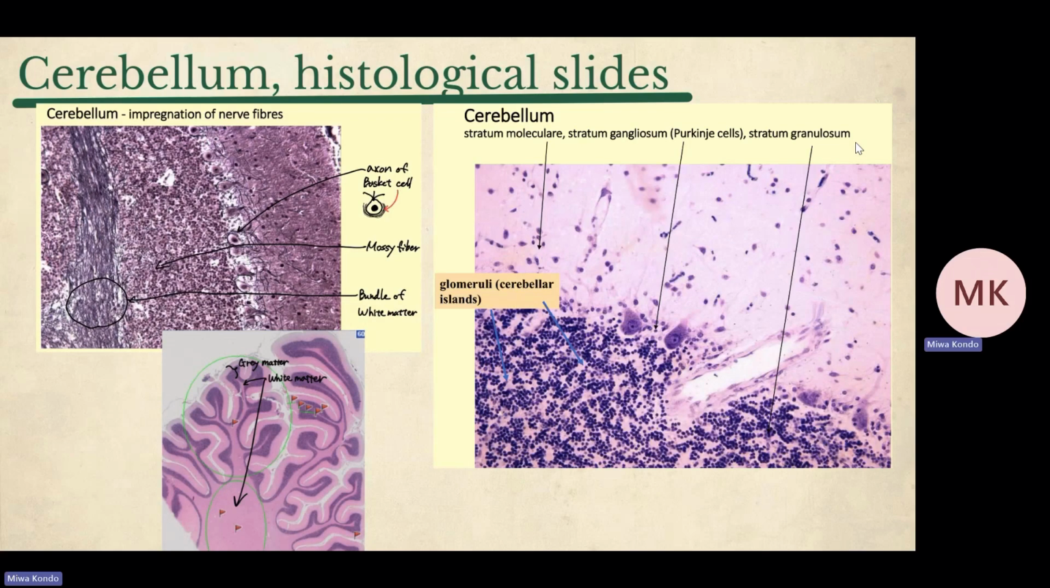Here are histological slides of the cerebellum. The upper left slide is stained with impregnation, which visualizes fibers, while the right slide is stained with a regular stain. In the impregnation slide, you can observe Purkinje cells forming synapses with basket cells.